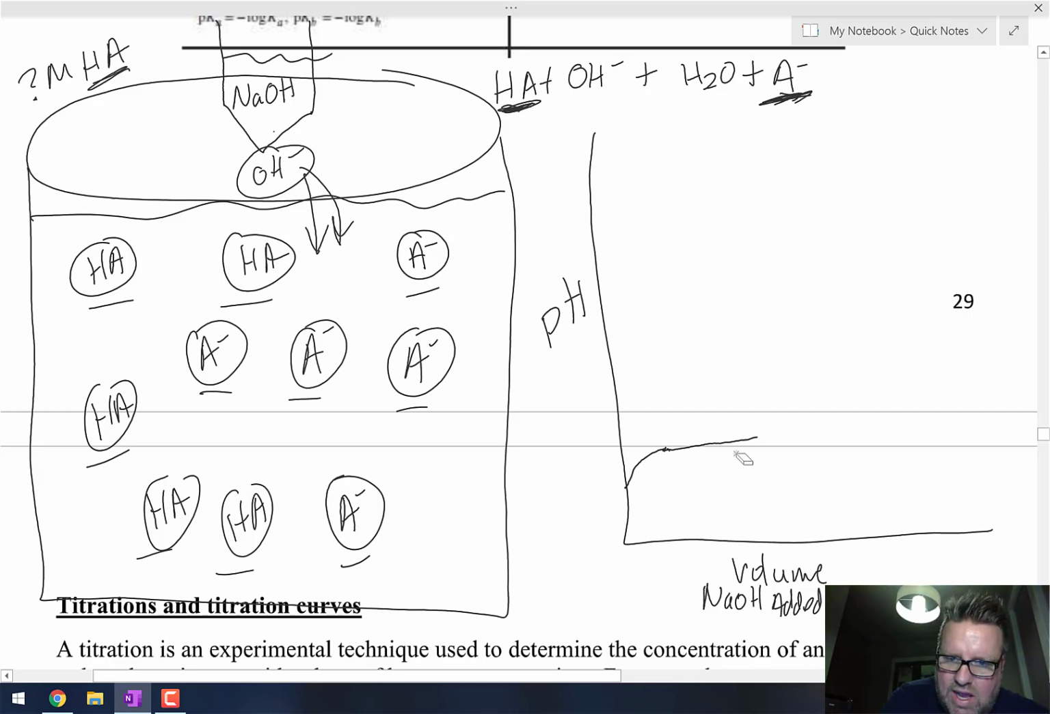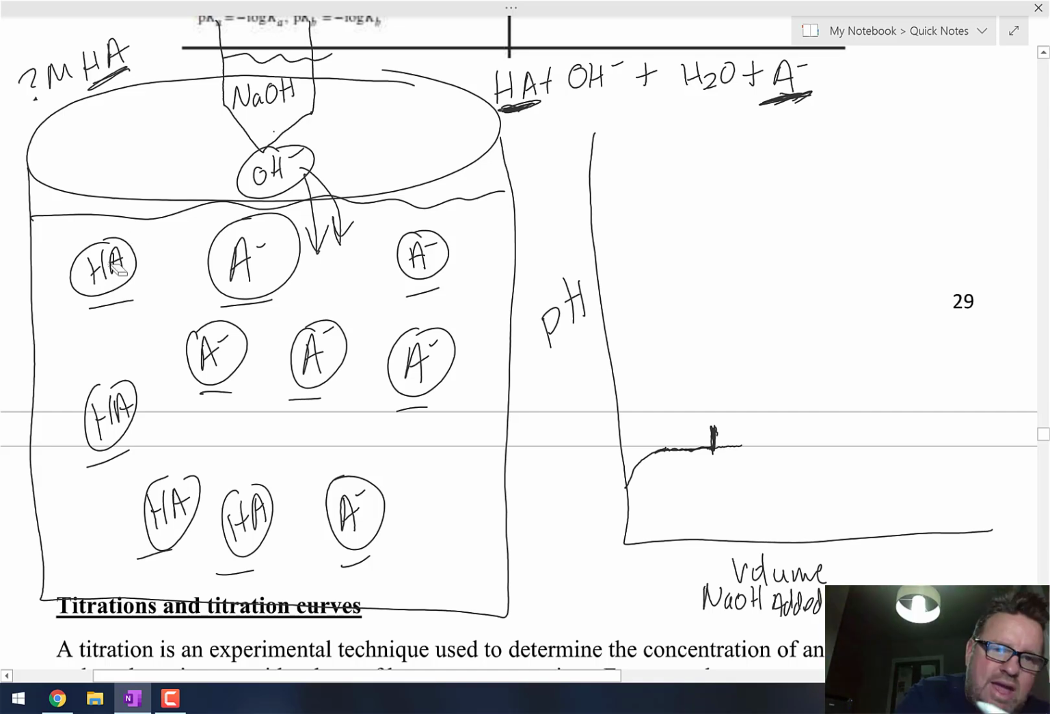Okay, and we're just going to say that line might be a little too long. Let's say we're right here, whatever that volume is. We're going to make a little point right there. Okay, and now we're going to keep going. Notice that half of those HA molecules are now gone and have converted into the conjugate base. So we're going to keep adding more and more of that base. And as we do, more and more of those acid particles turn into the conjugate base. But still, the pH isn't going to change very much.